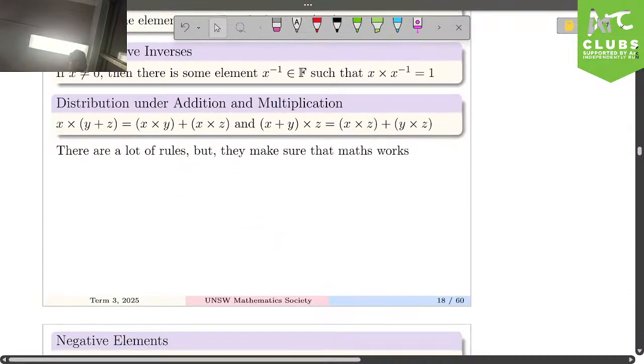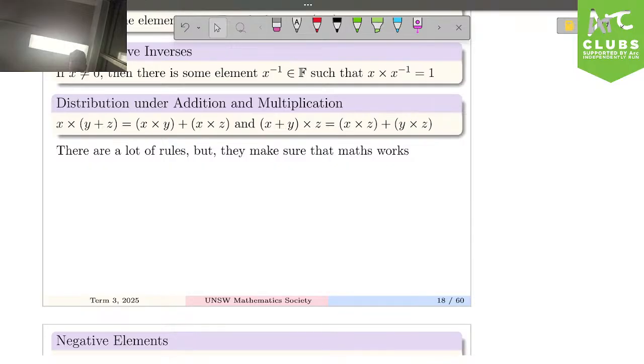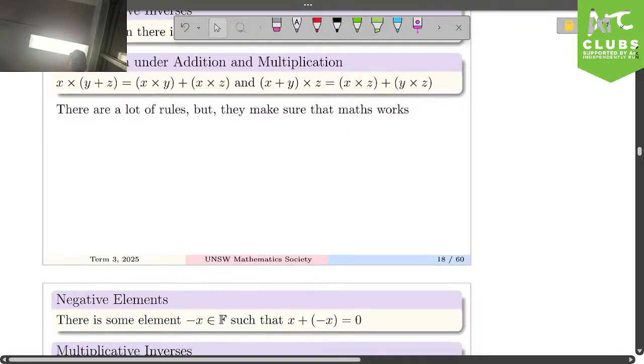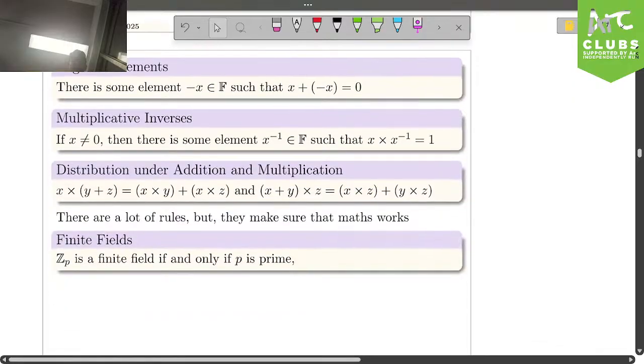Okay, so we also have distributivity under addition and multiplication. That means, hey, we have all these things from high school where we can distribute numbers nicely and go through brackets, et cetera, et cetera. All right.